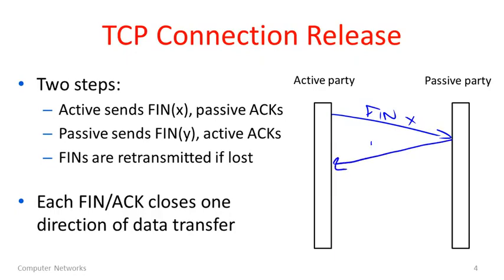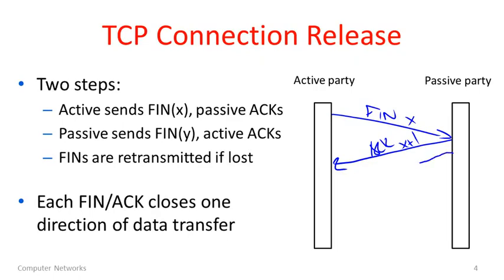And the other side will then ACK this, and again it will ACK X plus 1 because the FIN is considered to occupy 1 byte of sequence number space. And we're going to ACK the next expected byte. So at this stage, the connection has been closed in the direction from the active party to the passive party, but it's only half closed. We also have to perform the second step and do the same procedure in the reverse direction.